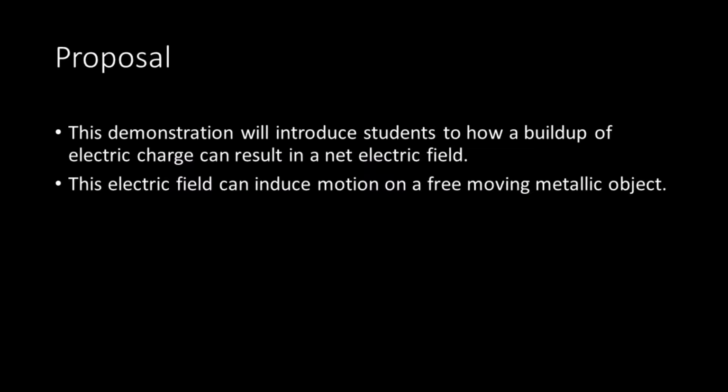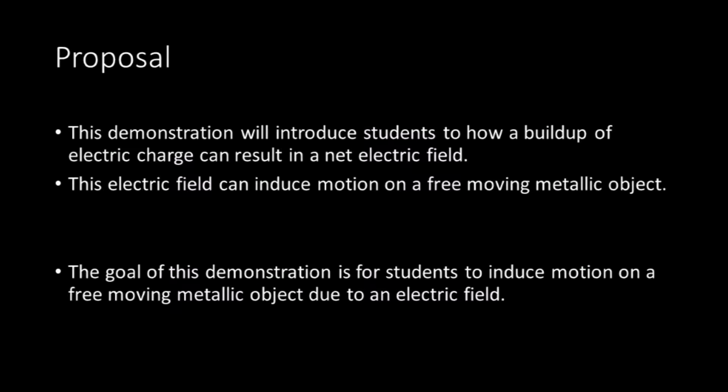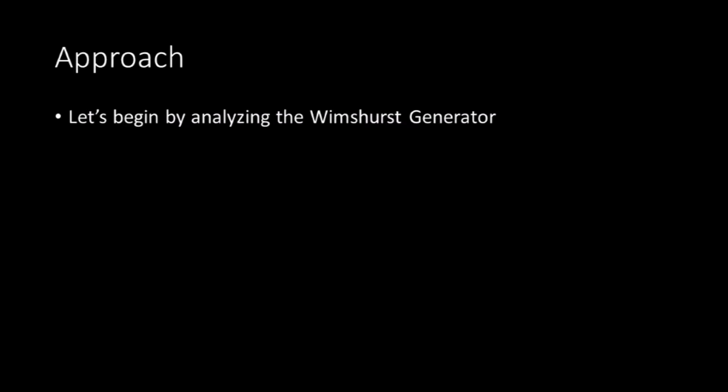This demonstration will introduce students to how a buildup of electric charge can result in a net electric field. This electric field can induce motion on a free-moving metallic object. The goal of this demonstration is for students to induce motion on a free-moving metallic object due to an electric field. Let's begin our approach to this problem by analyzing the Wimshurst generator.